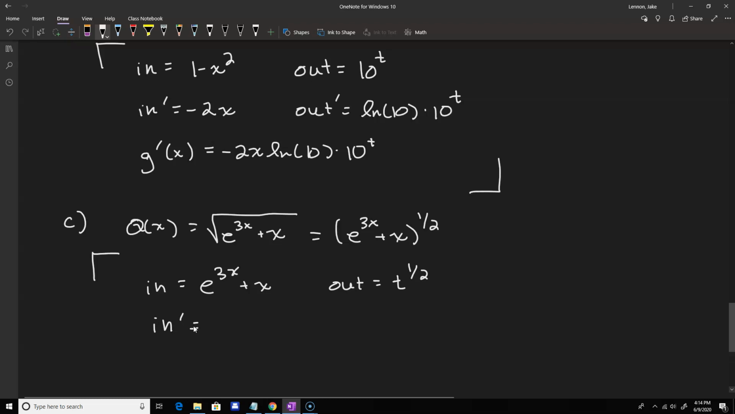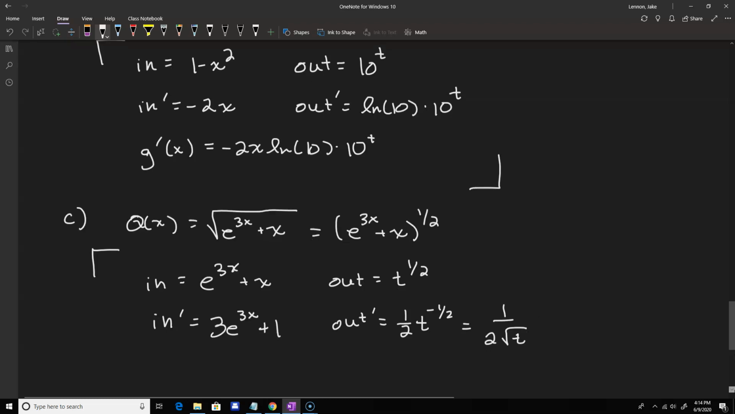The derivative of the inside, remember the derivative for e to a constant times x is just whatever that constant is times the same exponential function. So the constant in the exponent is 3, so it's going to be 3 e to the 3x, and the derivative of x is just 1. The derivative of the outside here, bring down the 1/2 and then subtract 1 from that power. So 1/2 minus 1 is negative 1/2. You can also think of this as 1 over 2 square root t if you prefer the exponent notation.